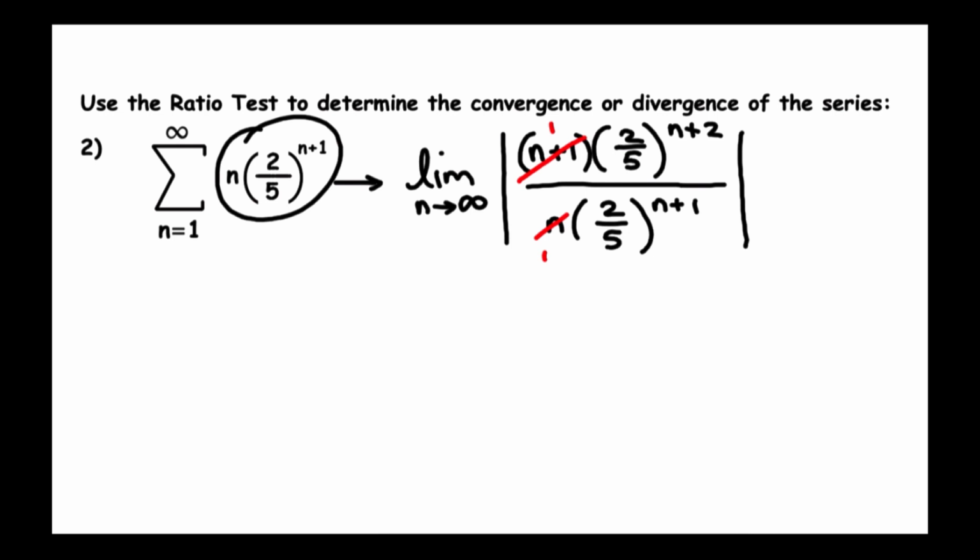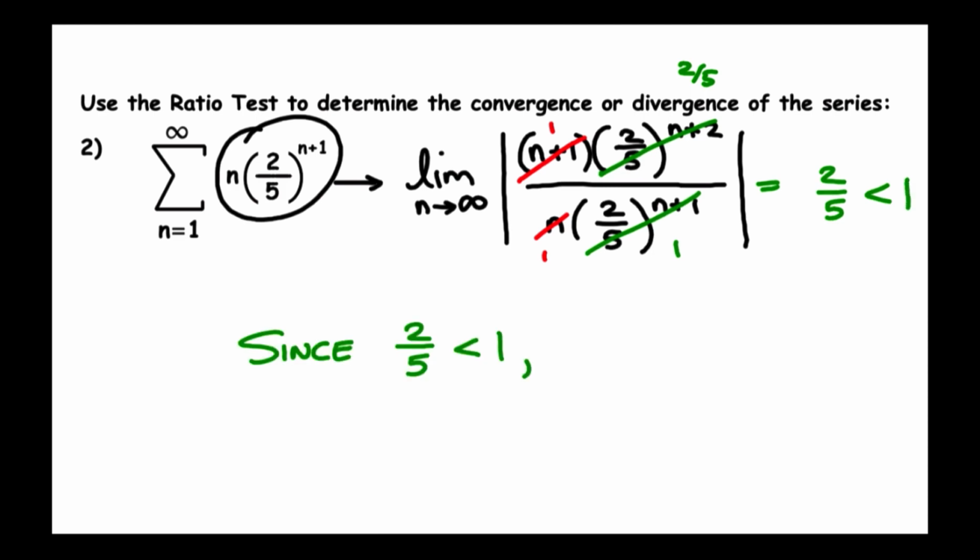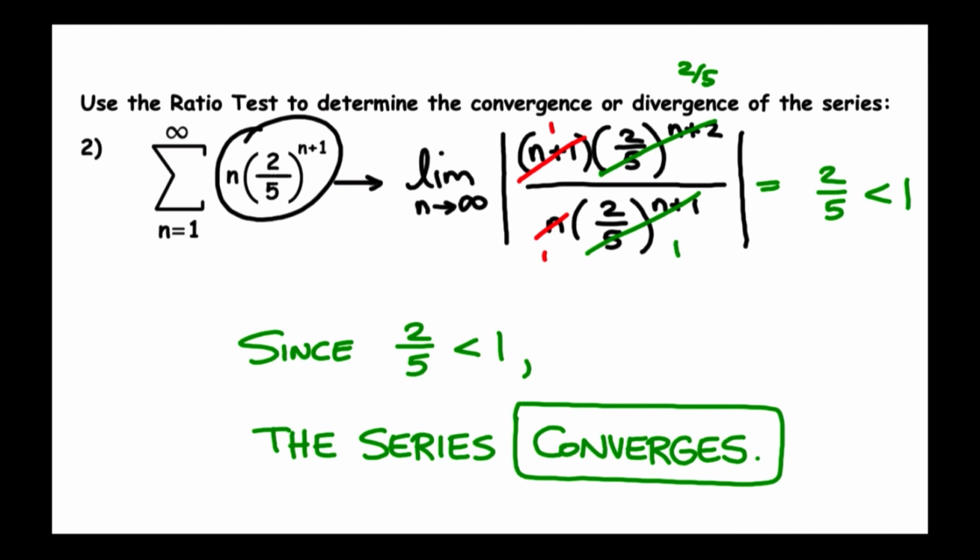The other part here in green, you have 2/5 to the n plus 2 over 2/5 to the n plus 1. It's going to be an extra 2/5 on top. So if you get 2/5 up in the numerator, nothing left down there. So that whole thing is going to come out to the absolute value of 2/5, which is just 2/5. And 2/5 is less than 1. And since 2/5 is less than 1, the series converges. And that's the ratio test.